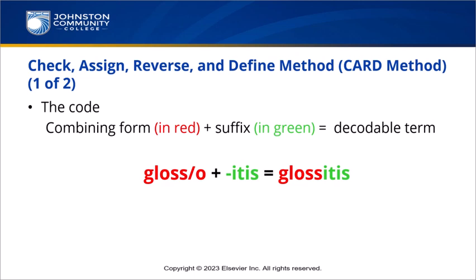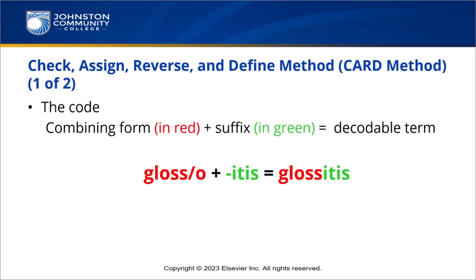Decoding basics: most terms are composed of a combining form and a suffix. The combining form is the subject of the term, meaning what the term is about. It is composed of a word root and a combining vowel, which is usually O. An example would be glosso. Gloss is the word root, O is the combining vowel. Together, glosso is a combining form. Notice that the combining form has a slash after the word root and is followed by the vowel.